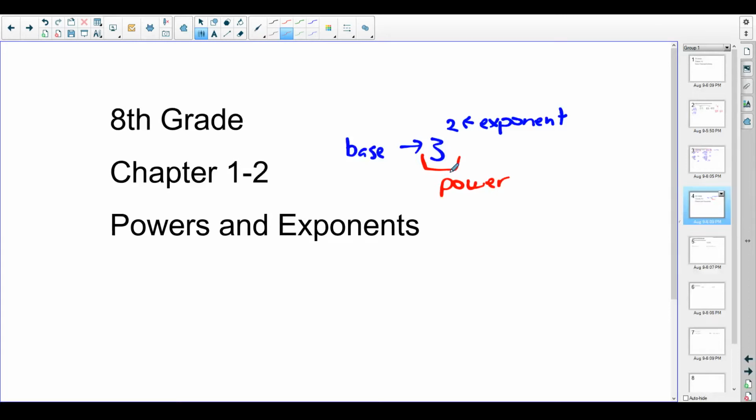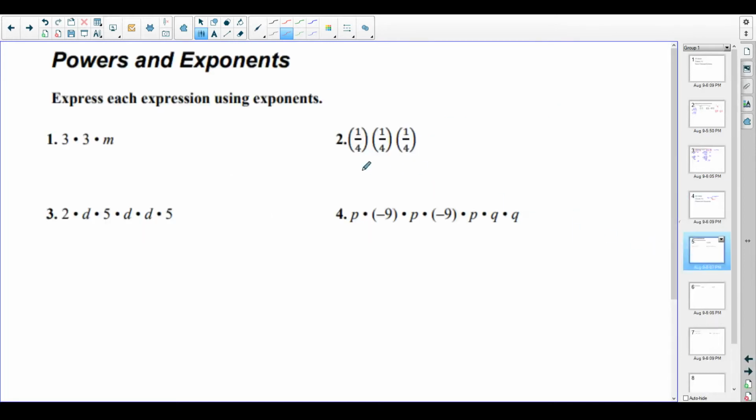So what makes it confusing is you would read this as 3 to the second power, even though the 2 is the exponent. Okay, it's like handy vocabulary in case you end up on like Jeopardy. That power is the entire thing, and the exponent is up on the top. But you can still say 3 to the second power. Okay, it's like fun facts.